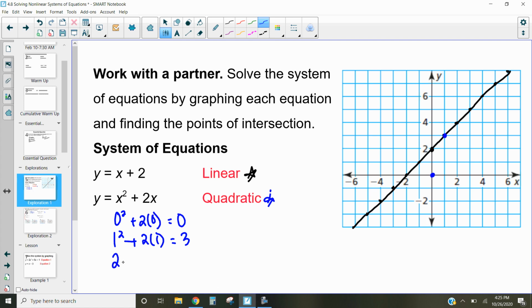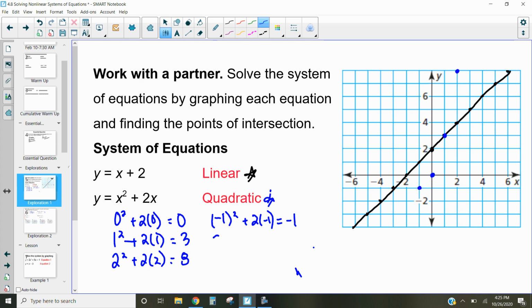And then let's try 2. 2 squared plus 2 times 2. Well, that's going to be 8. Okay, now I'm going to go the other way because that seems like that's about as high as we can fit on our graph. So if I put in negative 1 squared plus 2 times negative 1, we end up getting negative 1. So that's going to go right here.